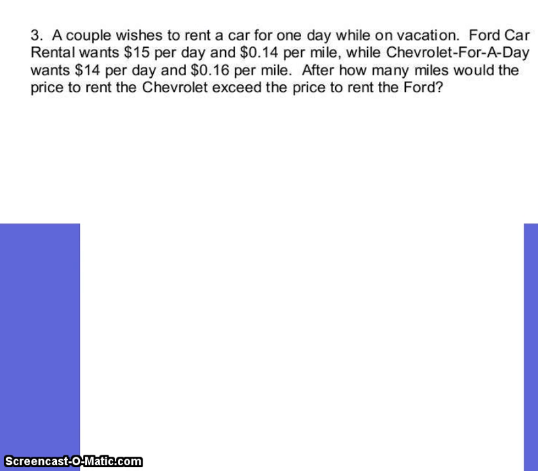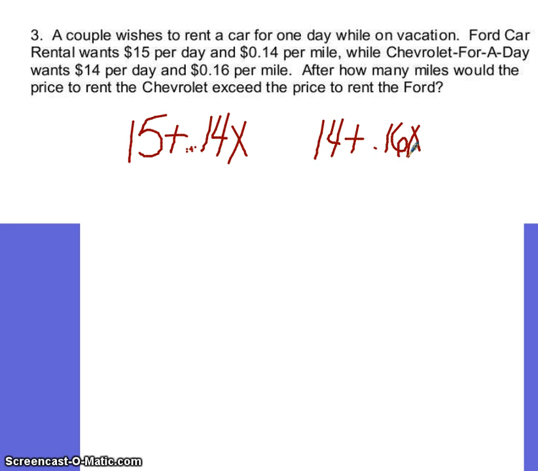So let's look at number 3. A couple wishes to rent a car for one day while on vacation. Ford car rental wants $15 per day, so I'm going to go ahead and write that information down: $15 per day, in addition to 14 cents per mile. So that's 0.14, a little decimal here. While Chevrolet for a day wants $14 per day and 16 cents per mile. After how many miles would the price to rent the Chevy exceed the price to rent the Ford?